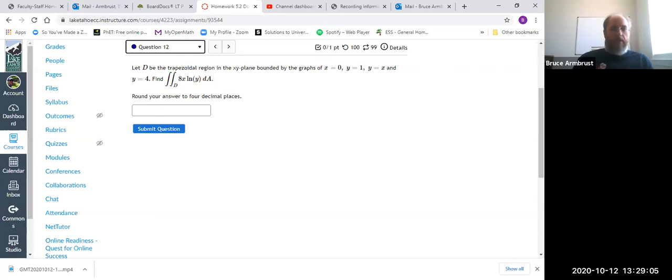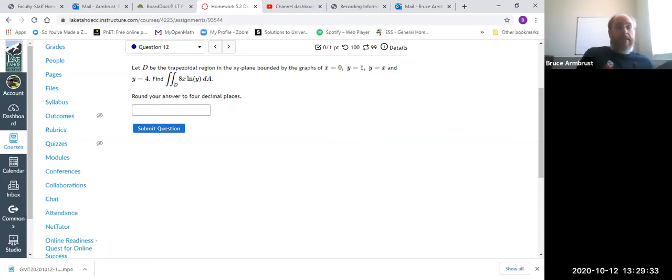We good? Yep, okay. All right, so this one, let D be the trapezoidal region in the xy plane bounded by these lines. We want to find the integral of 8x natural log of y dA. All right, so this one, it's actually a lot like what we just did, where they're giving us a region and we're just trying to integrate.